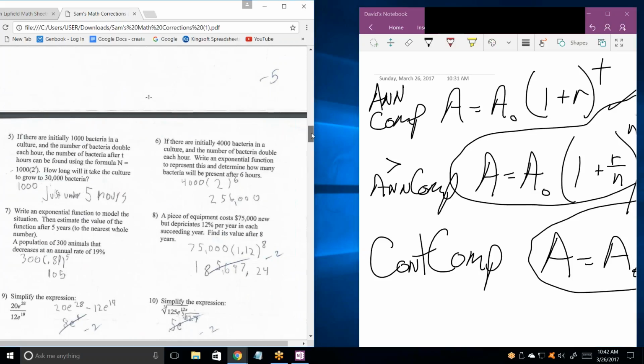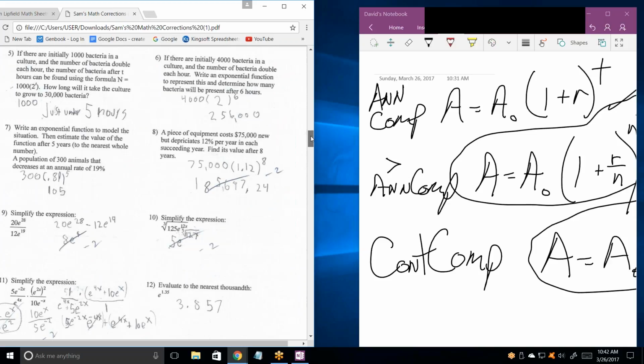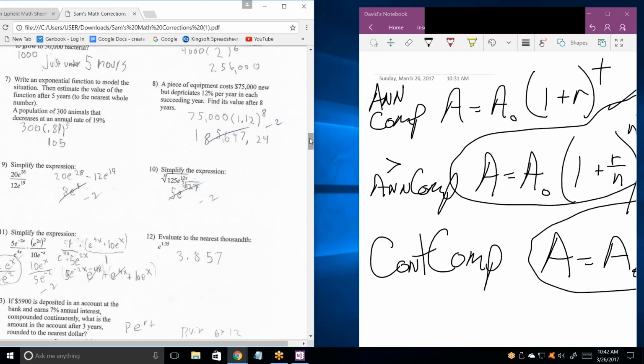So you got 5 and 6 and 7 correct. Let's look at 8.